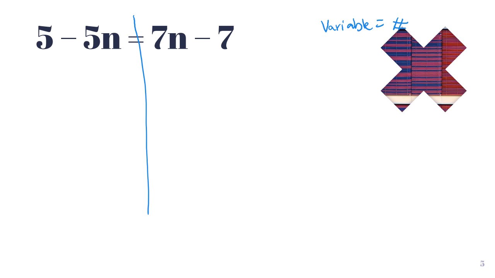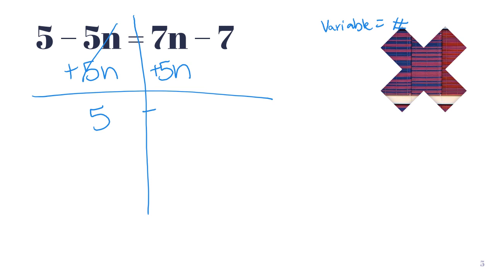So I am going to get my variables together first. I like keeping my variables positive, so I'm going to move my 5n over to the 7n. So that 5 is being subtracted. I have minus 5n. So I'm going to start by adding 5n, because adding is the inverse operation of subtracting. So that cancels out, and I'm left with 5 equals, what is 12n plus 5n?